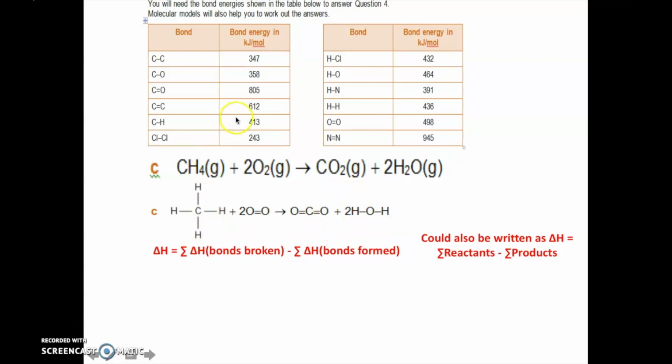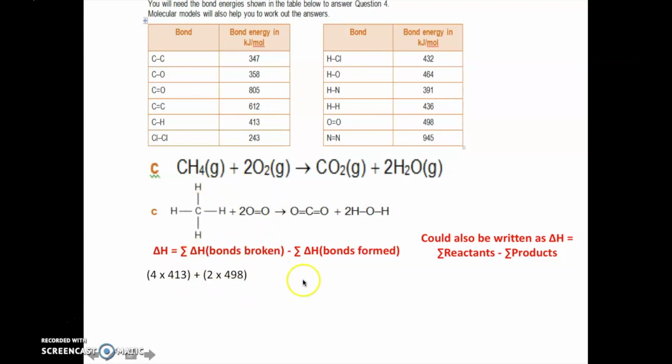CH bond is here, again 413. So the values usually stay the same. CH bond is 413, and there are 4 lots of those. So 4 times 413 will be the first part. And the next part is oxygen. Double bonded oxygen is here. So oxygen bonded to another oxygen, double bond, is 498. But because there are 2 lots of it, because there's a 2 in front of it, you have to times it by 2. So you've got 4 times 413 from the methane and 2 times 498 from the oxygen. That's the total of the reactants, or the total of the bonds broken.